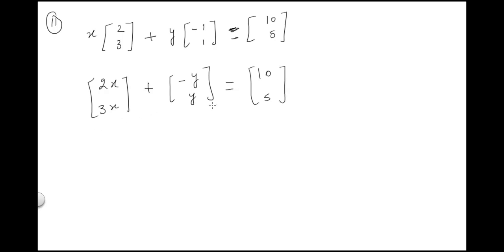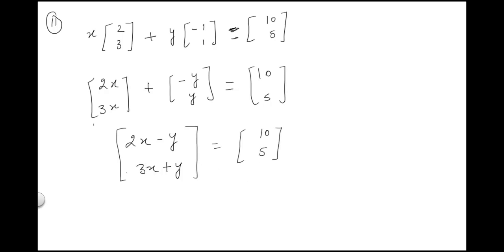Adding these two matrices, because their order is the same, they both have 2 rows and 1 column. So adding them, we have 2x minus y and 3x plus y. Then it is equal to the matrix 10 and 5. Now comparing them, we have two equations in two variables. First one is 2x minus y equals 10 and the second one is 3x plus y equals 5.